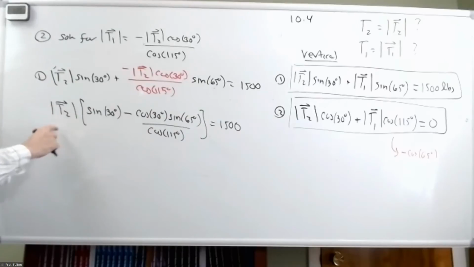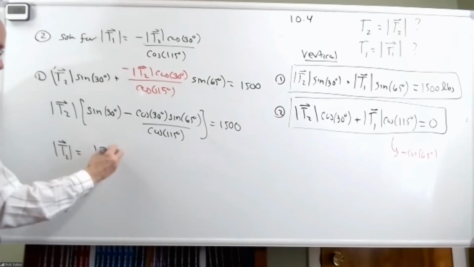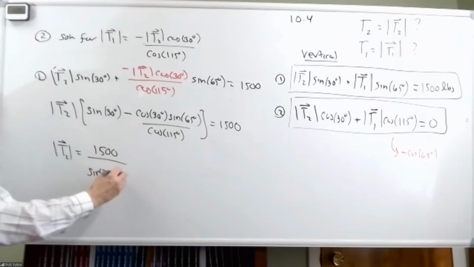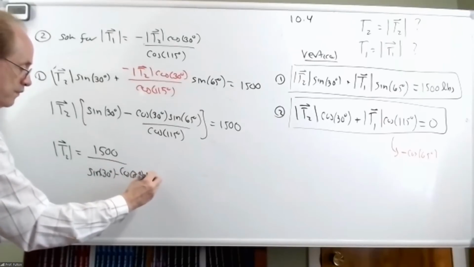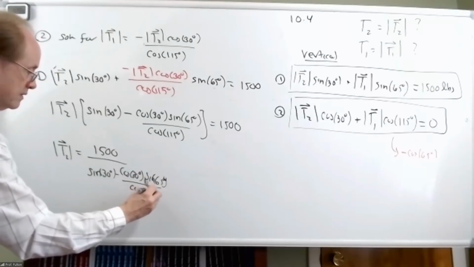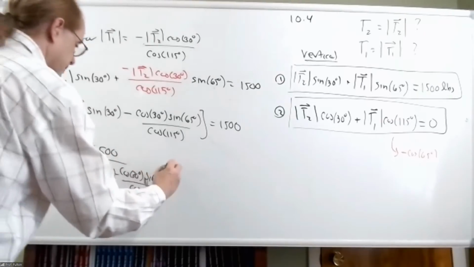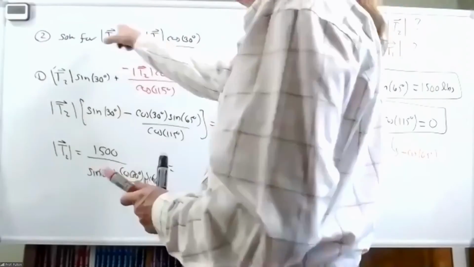I want to solve for this T sub 2, so I simply divide by that. So I get my magnitude in tension in cable 2 is equal to 1,500 over this expression here: sine 30 minus cosine 30 sine 65 over cosine 115 degrees. Plug this into a calculator. Let's see what we get. And that's going to give us some magnitude. And then once we have T sub 2, we plug it right in here and we get T sub 1.